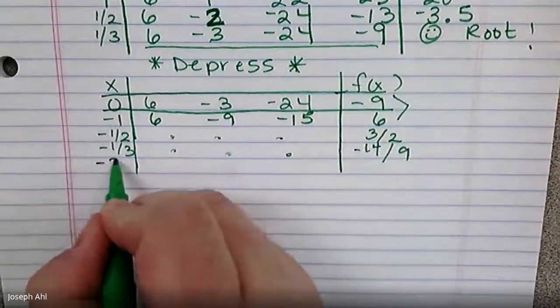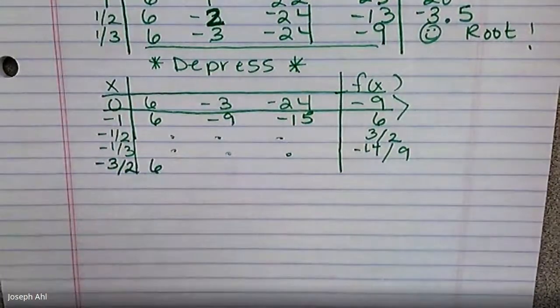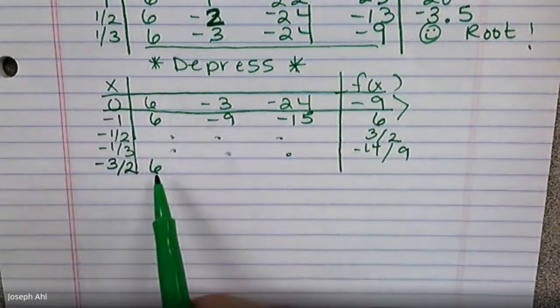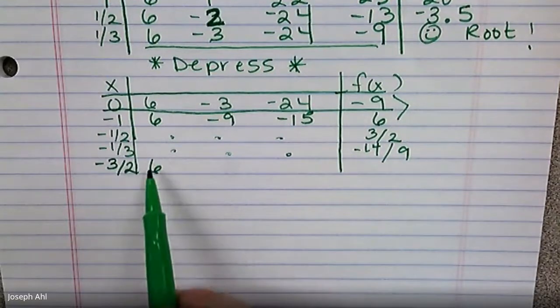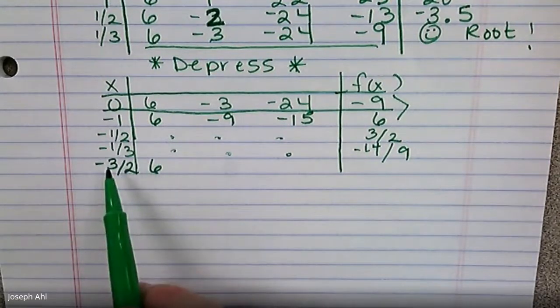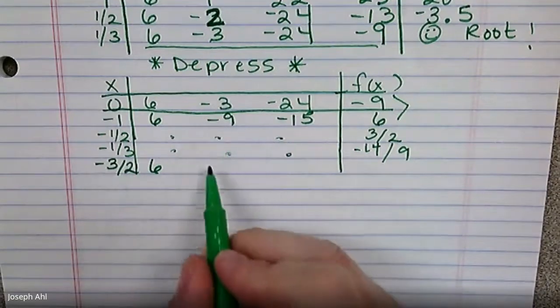I'm going to be a little crafty and be a good guesser of negative 3/2. So if I test negative 3/2, we bring down the 6. How would I test negative 3/2? 2 goes into 6 3 times. 3 times negative 3 is negative 9. Plus negative 3 is negative 12.